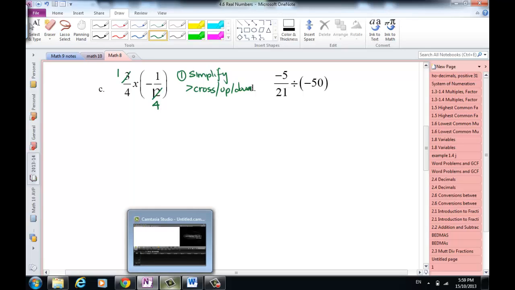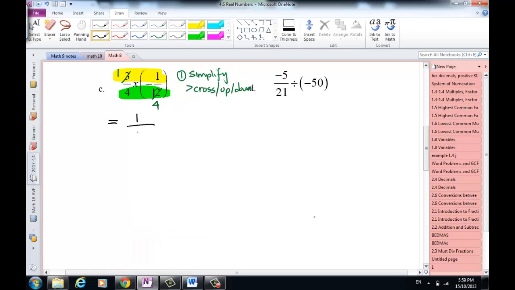Now all I have to do is simplify just like before. So I multiply my top and I multiply my bottom. So I get here 1 over 4 times 4 is 16.